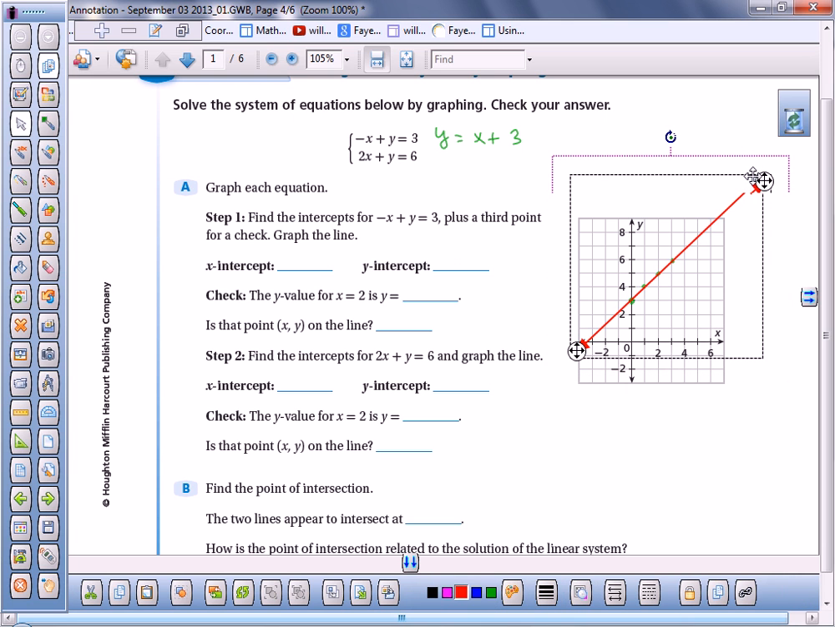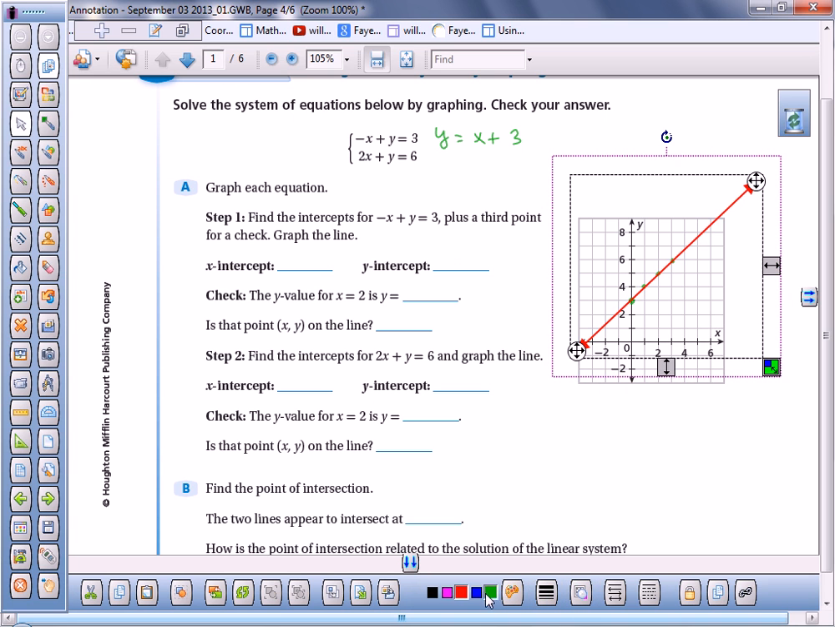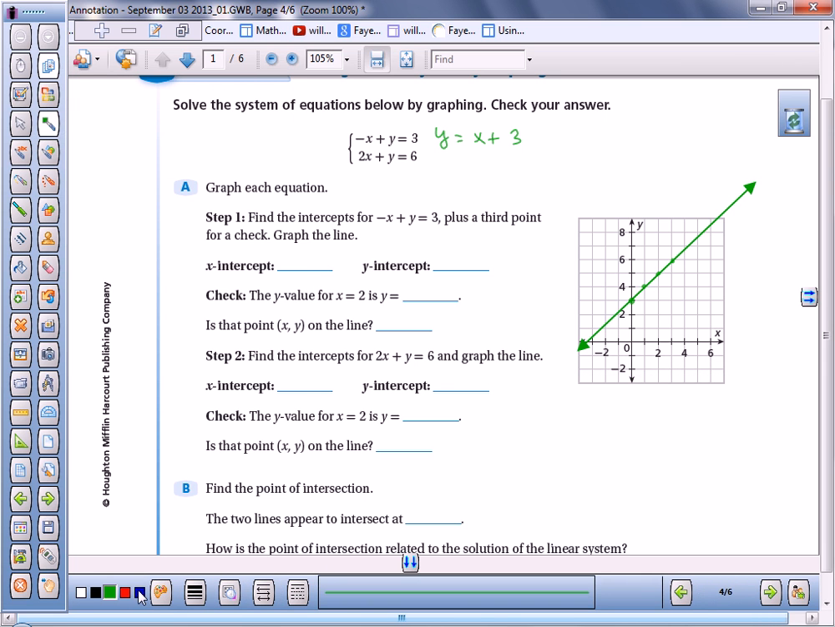Pretty close. I'll change it to green since the dots were green. There we go. Okay, so that's my equation. Now the second one, it's not hard to put in slope-intercept form either. Or we could come down here and find the x and y intercept. Let's do that on this one just to refresh ourselves.